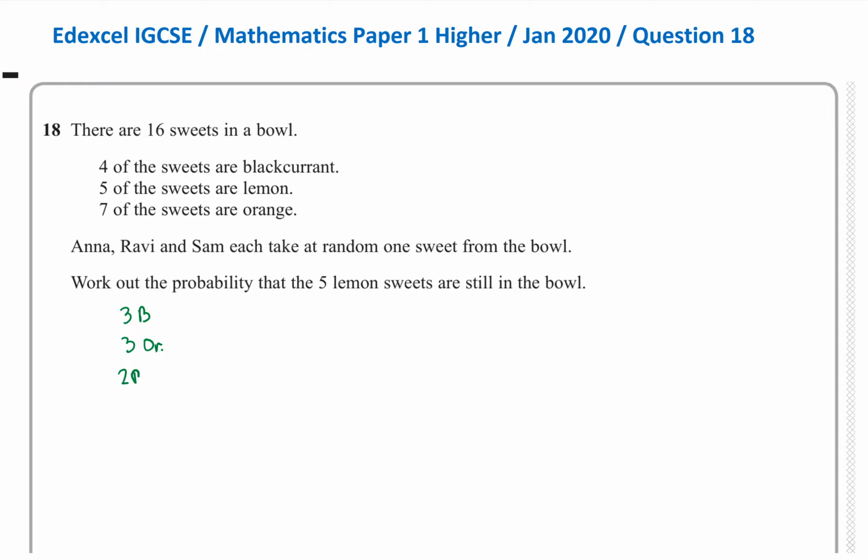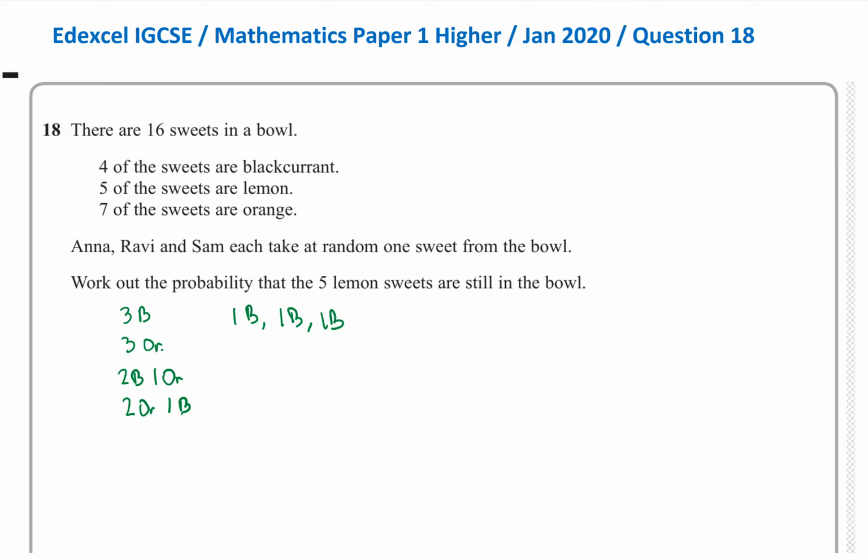Or it can be 2 blackcurrant and 1 orange, or it can be 2 oranges and 1 blackcurrant. Now we can't write it this way. It has to be 3 separate cases. So if there's 3 blackcurrant, that's 1 blackcurrant, 1 blackcurrant, and 1 blackcurrant. We need to find the probability for each of these.